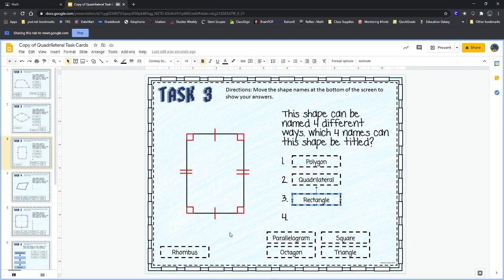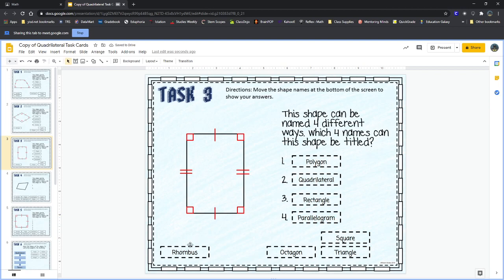There's one last name that I could give to this shape, and that is parallelogram. I can call it a parallelogram because it has 2 pairs of parallel sides. The left side and the right side would be parallel. The top and the bottom would be parallel. So for this one, the 4 names would be polygon, quadrilateral, rectangle, parallelogram.